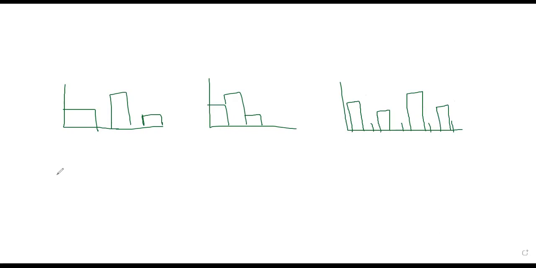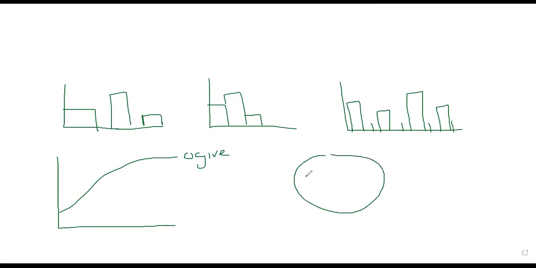The other pictograms you need to be aware of are the ogive. It cuts a midpoint of the histogram. We also have other pictograms that you need to know, like the pie chart. It simply looks like this. It has pies like this.